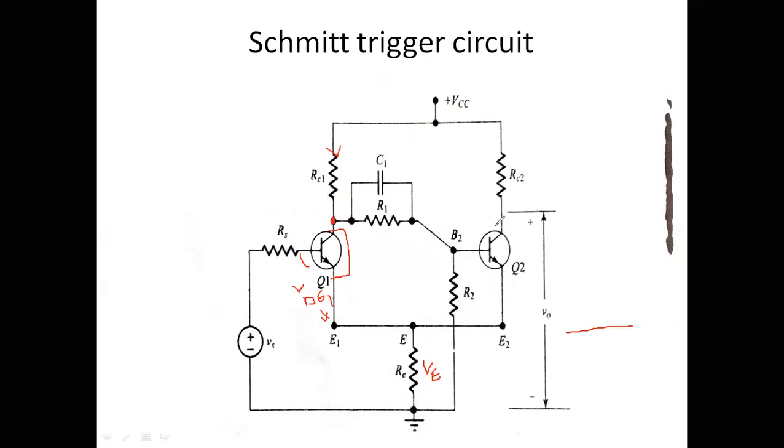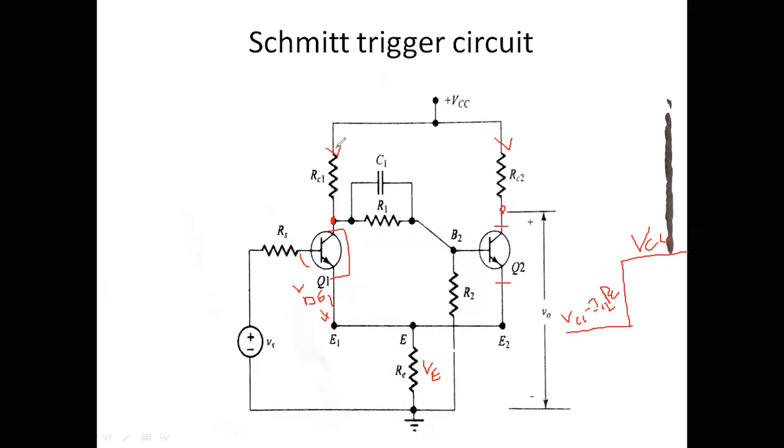When it moves to cutoff, it is open circuited, and the current will be very less, or you can take it as zero current. There won't be any drop here. Therefore at this point the voltage is nothing but VCC. Practically it is VCC minus IC2 RC, which is the voltage at this point. Ideally we can take it as VCC, because this transistor is off.